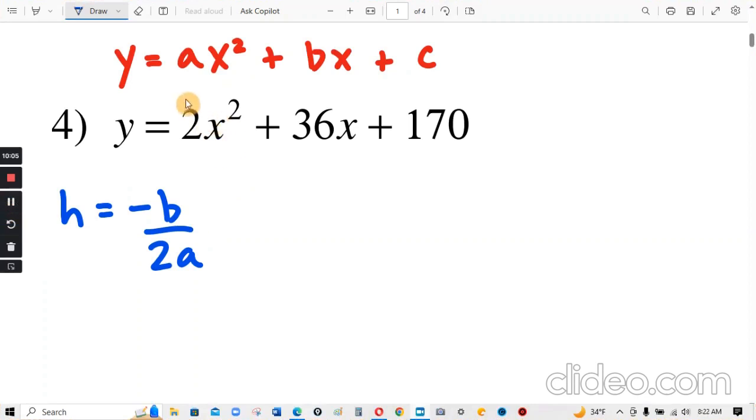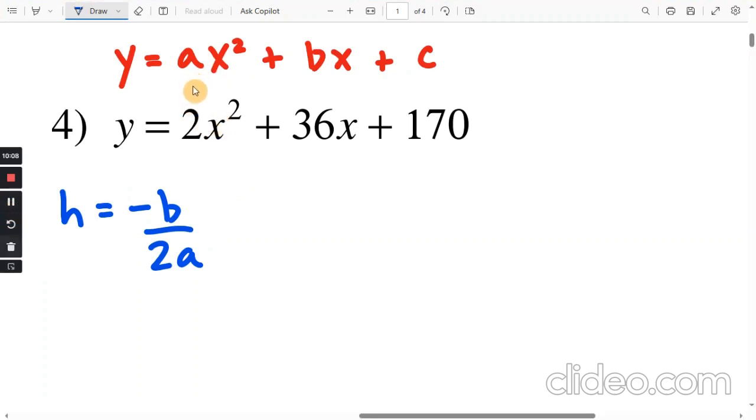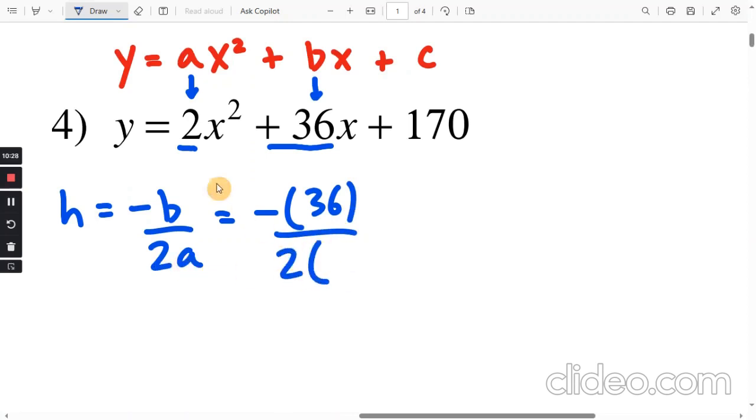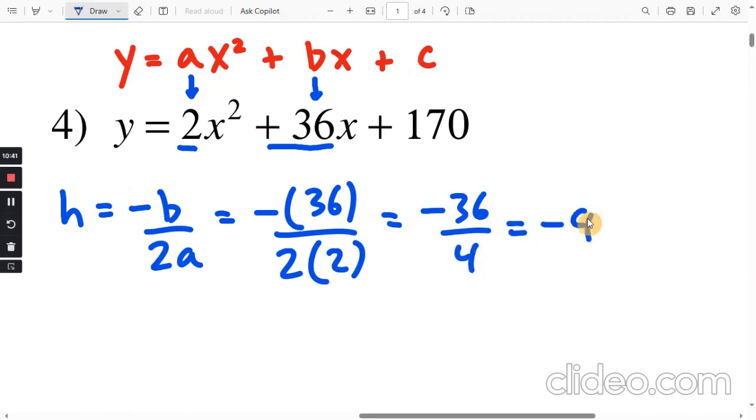We can see from the equation a, the number times x squared, we can see that's positive 2. B is the number times x, we can see that's positive 36. So we have the negative sign. And B is going to be positive 36. And that's going to be 2 times A. 2 times positive 2. So we have negative 36 divided by 2 times 2, which is 4. And that's just negative 9.